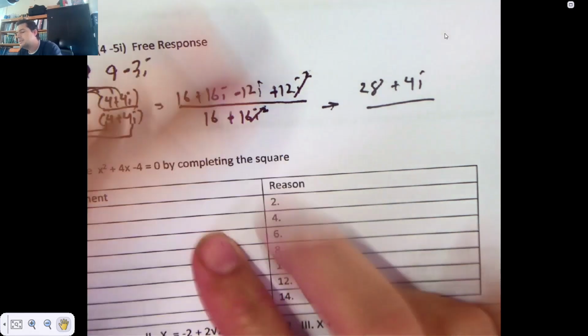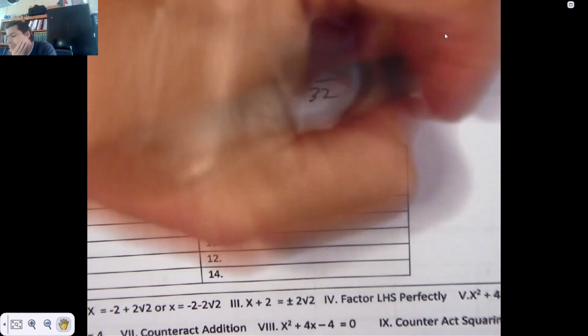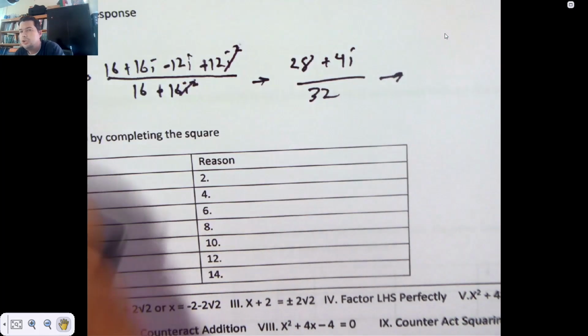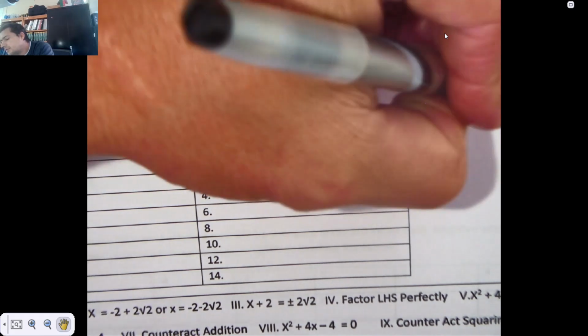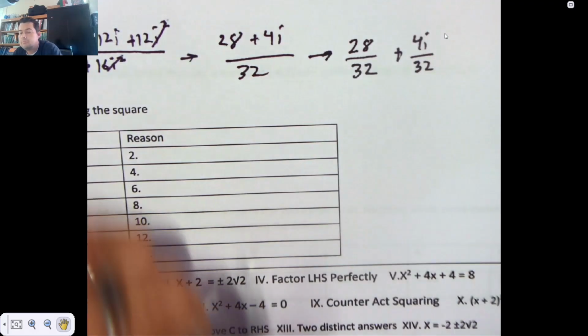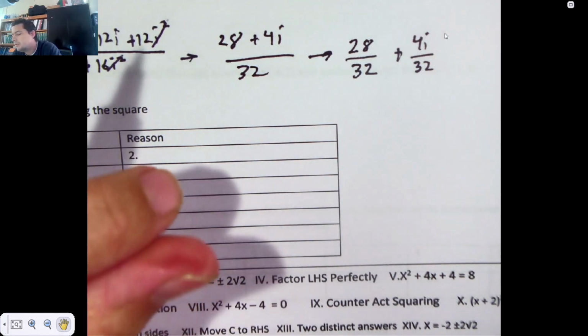Down low, 16 and 16 makes 32, and you know full well that Milbrath-Math never gave you an answer that looks like that, because you know full well you didn't figure out how to get that answer because you cheated. Reduce the fraction, or actually break it apart, 28 32nds plus 4i 32nds, and then simplify the fractions. You cheated because you couldn't even do the simplification. That's why you cheated.